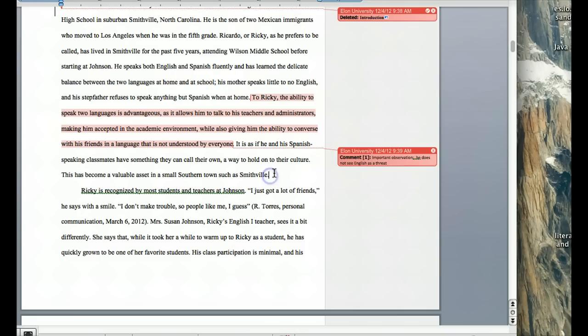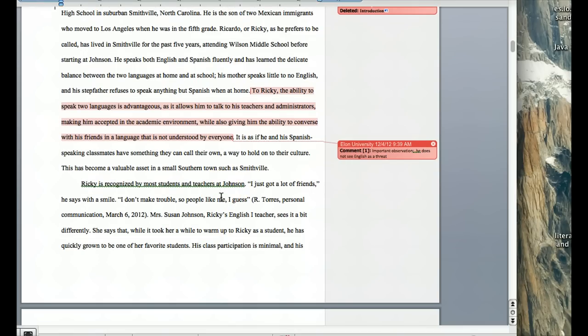It will be interesting to see here if later in the paper the author does talk about how the environment of Smithville is not particularly welcoming to Latino immigrants, particularly given the actions of the sheriff's office. So we'll see if that comes out in the context.